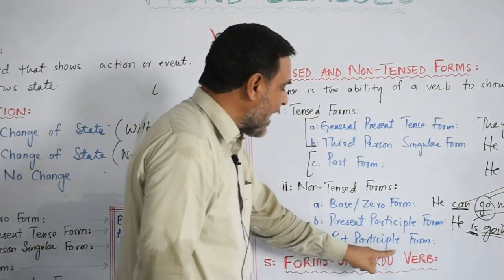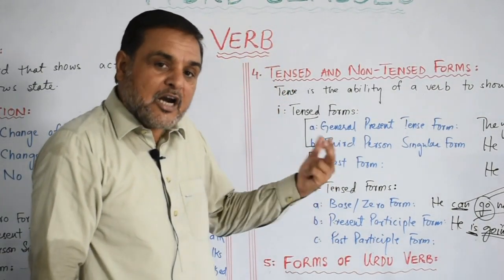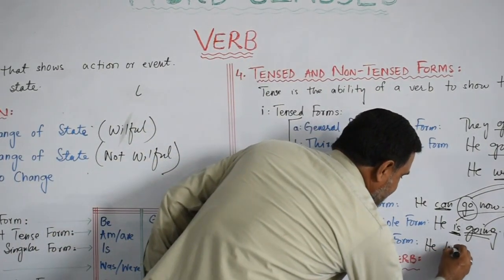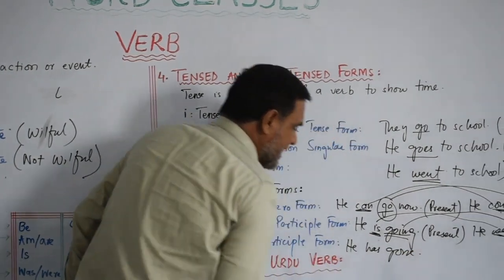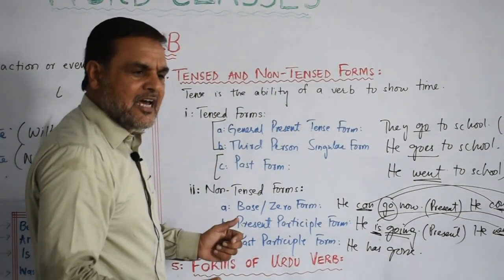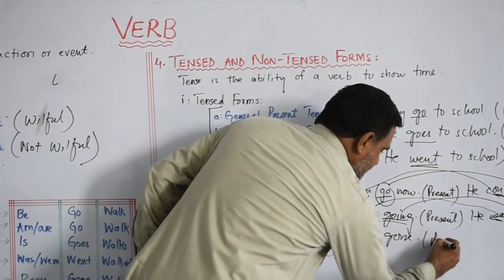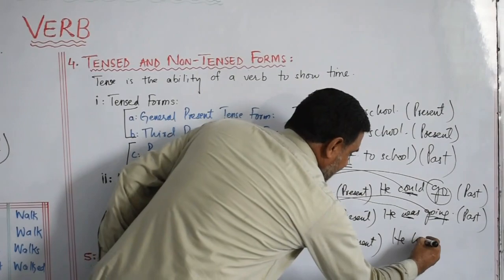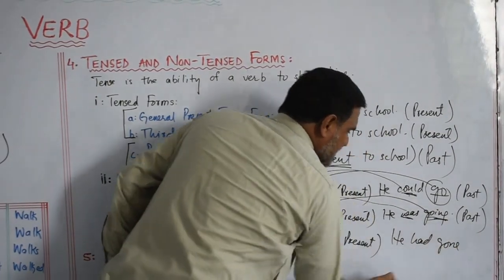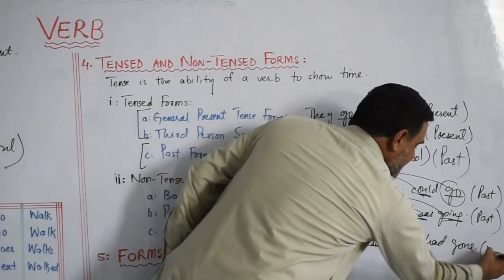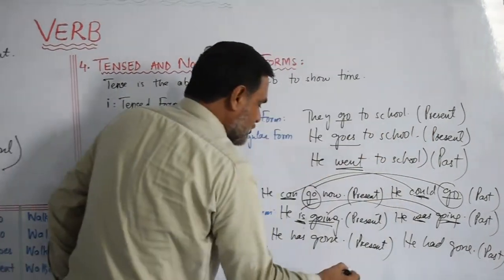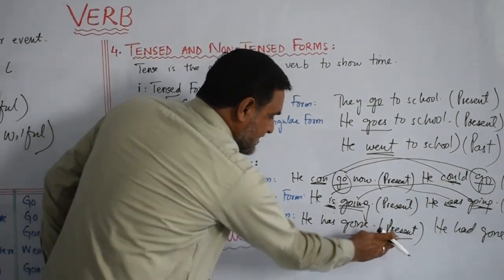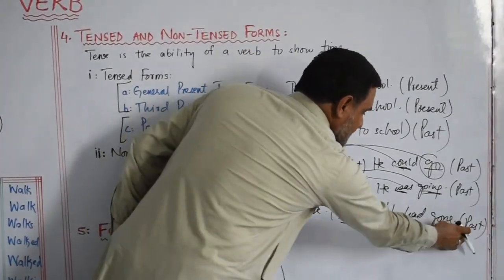Keep that in mind. Past participle form, third form of the verb, it also doesn't show time. For example, he has gone. See, he has gone. What is the time? Clearly present. And what about this sentence? He had gone. What about this one? It's past time. Everybody knows it's past tense. Okay? So this sentence shows present time, and this sentence shows past time.